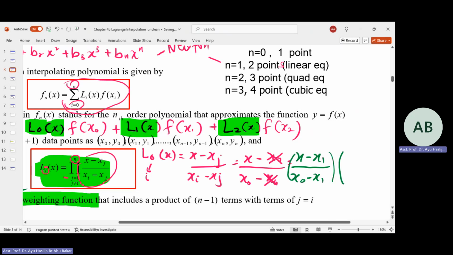Then we have x2. We should include x2 as well. So x minus x2 over x0 minus x2. So this is the equation for L0(x).